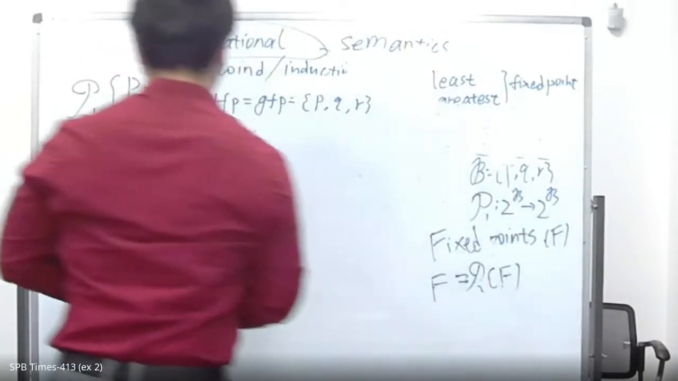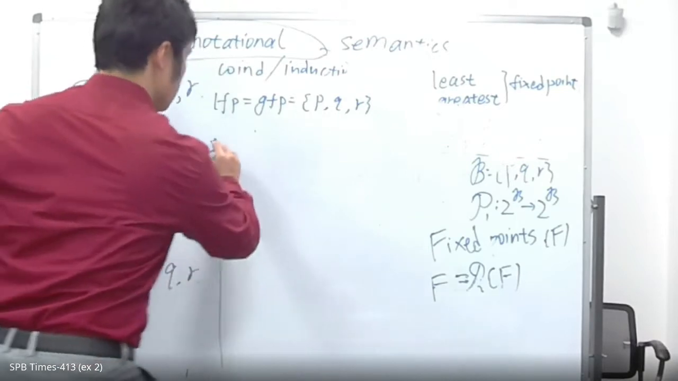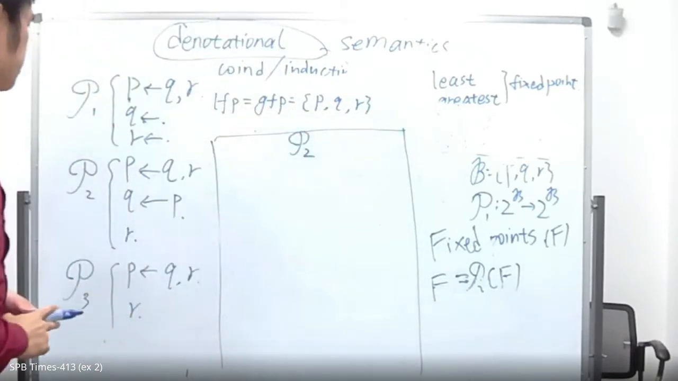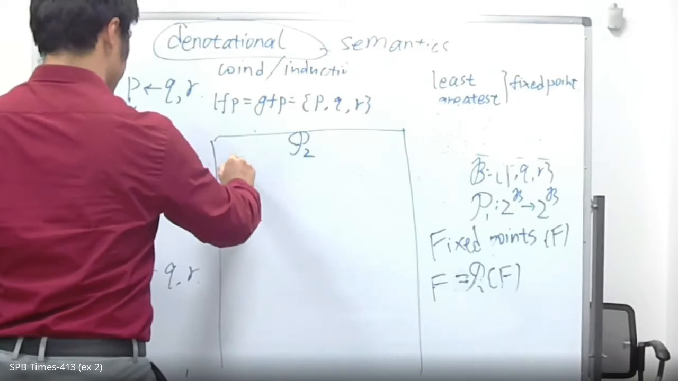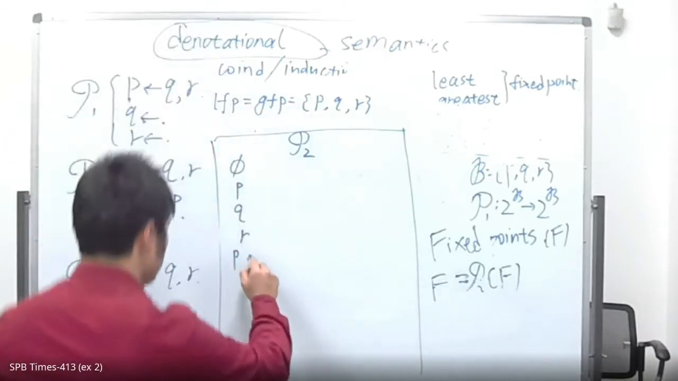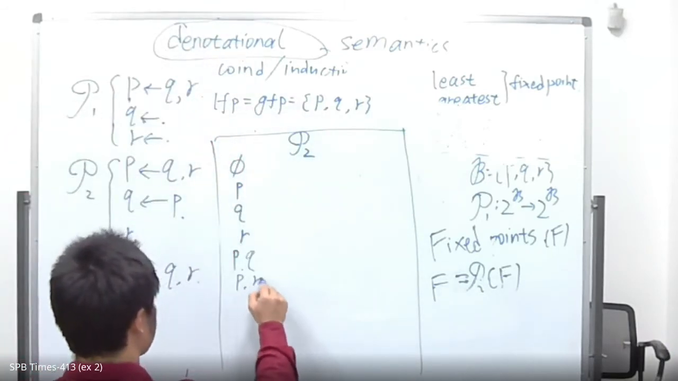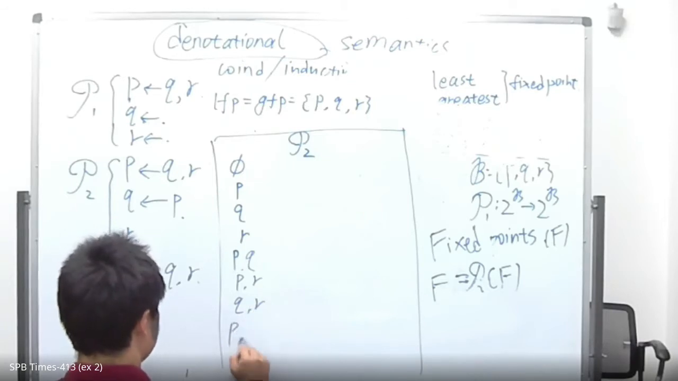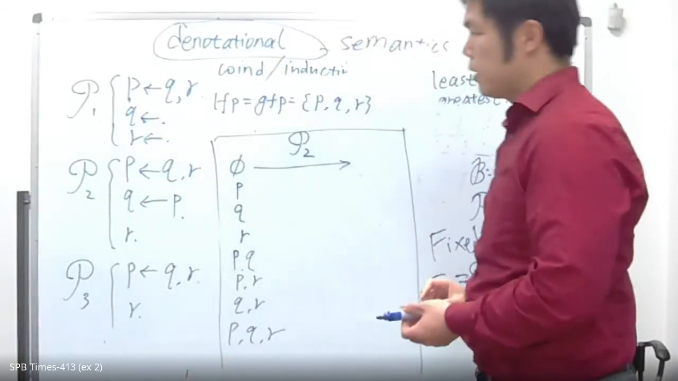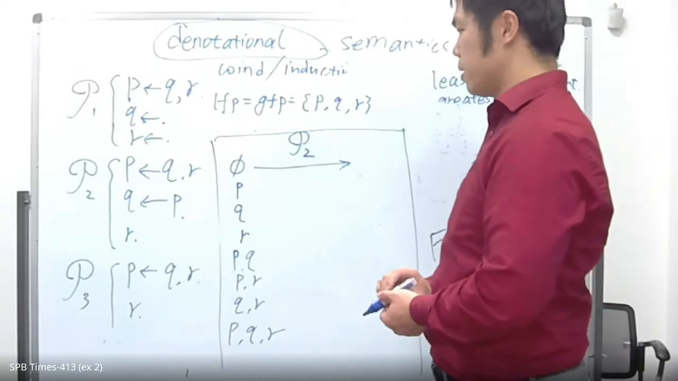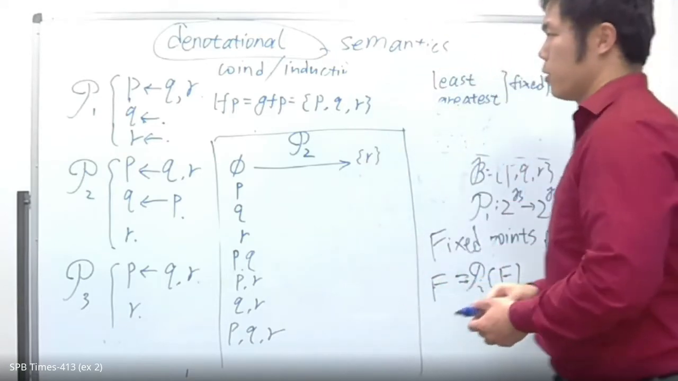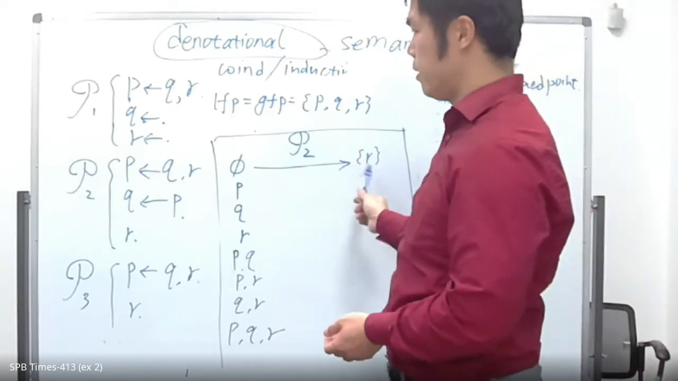Okay, and then for this program P2, let's see its possible input and output. So for the empty set, P, Q, R, Q, PR, QR, and P, Q, R. If the input is the empty set, the output would only contain one proposition, which is R, because it does not have P nor Q.